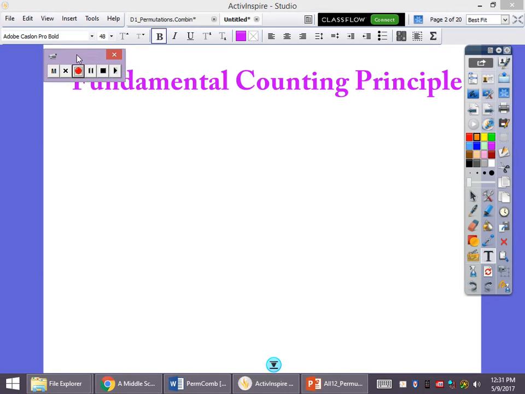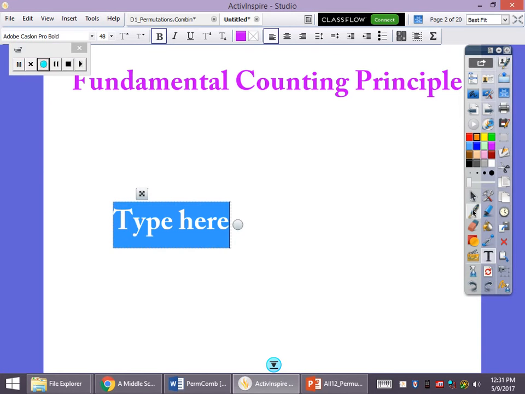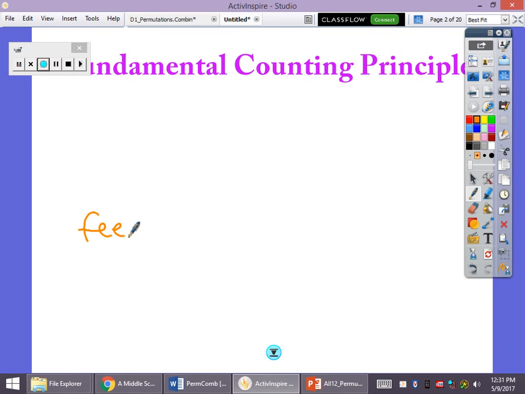The first strategy I heard you guys talk about is actually the fundamental counting principle. So we're going to start with feet. And this particular one has two options for feet. So I would have feet, and I would have two because there's two options for feet. Now this is going with the guidelines that it has to have feet, okay? All right, so then next we have to have arms.